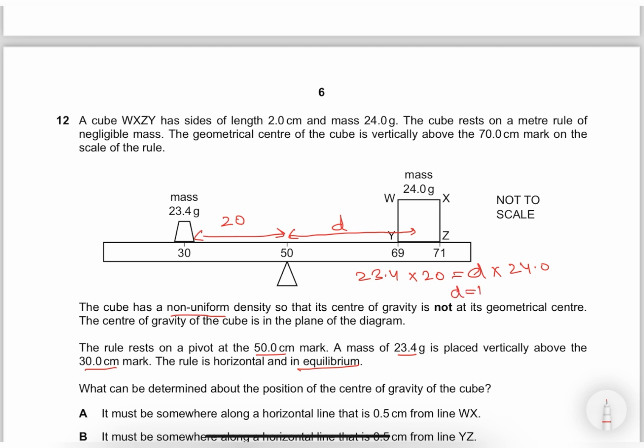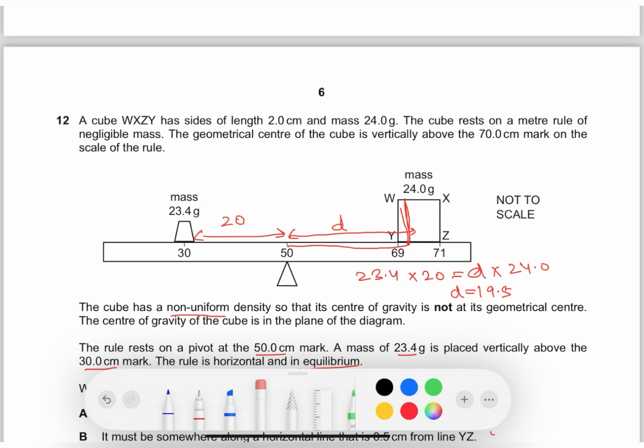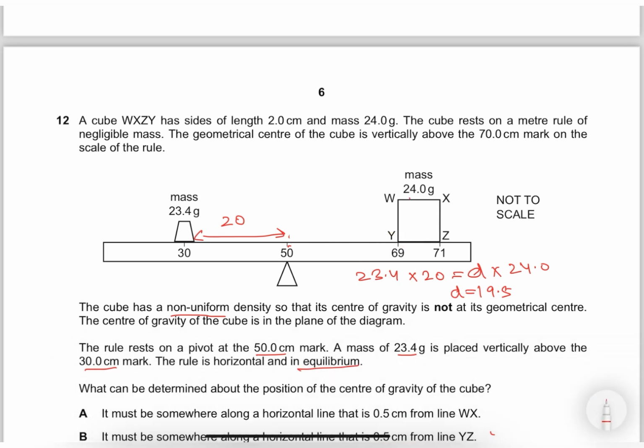So the value of d from here is 19.5. If I move 19.5 from here, the answer is coming 69.5. So the center of mass would be on this line. Let me erase this one. So our center of mass would be at this line, 69.5.